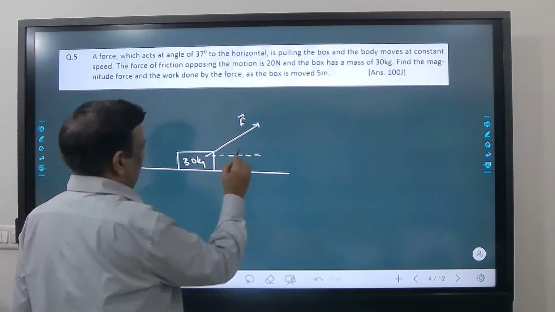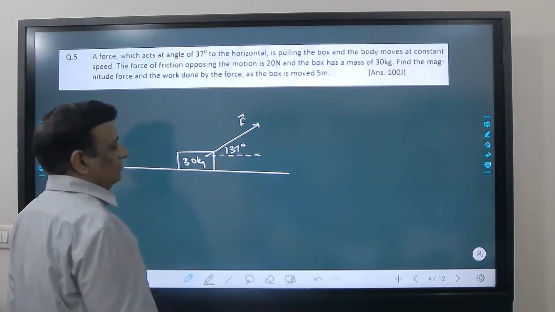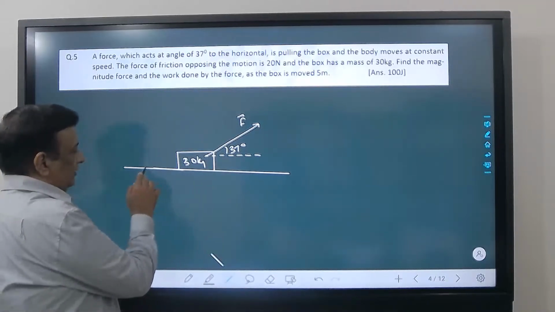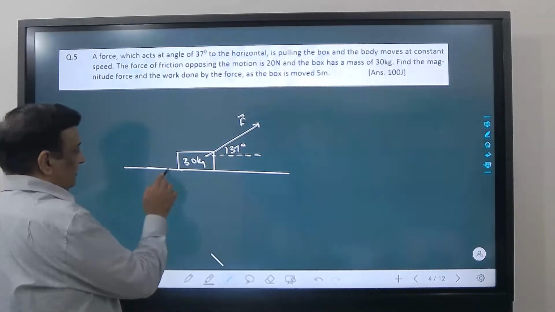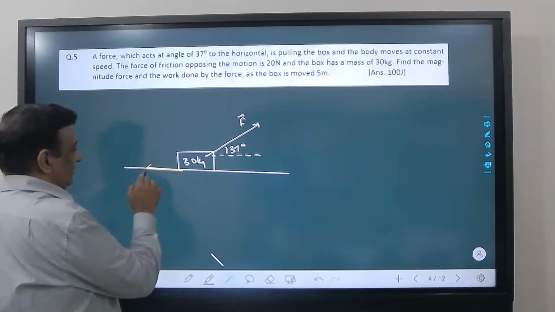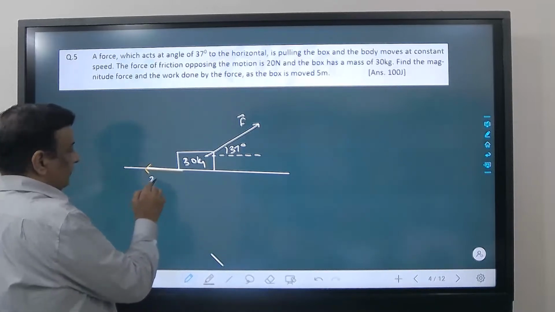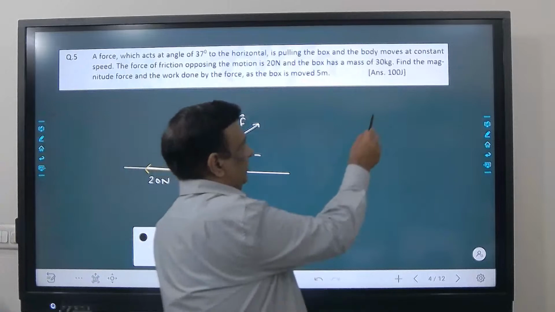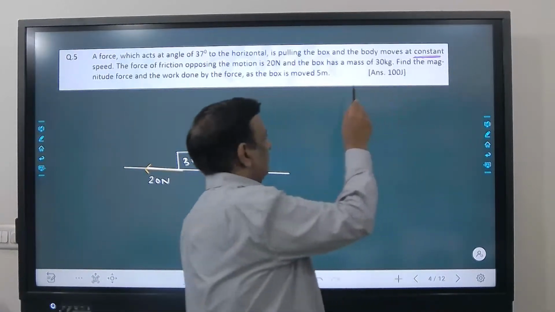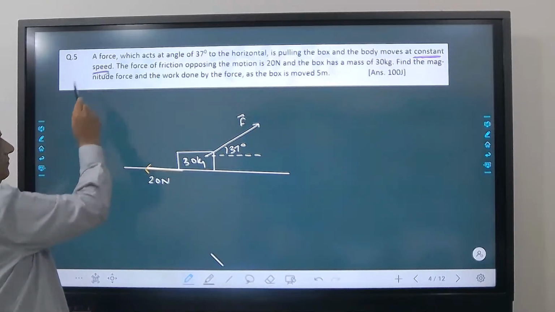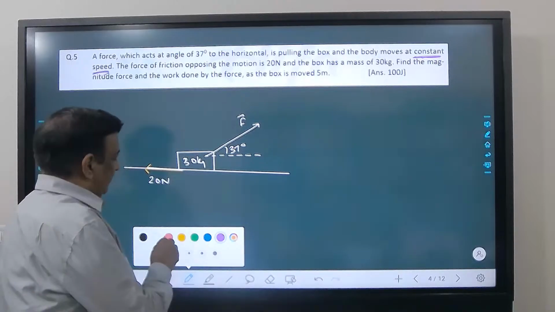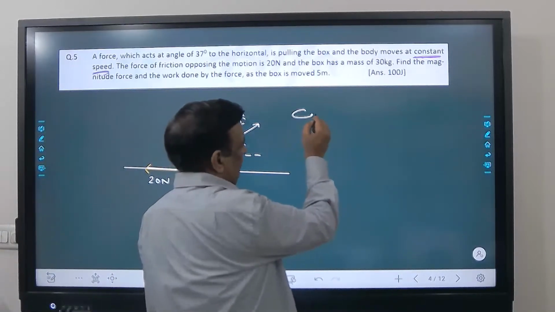It's pulled by a force which is acting at an angle of 37 degrees. We are given that the frictional force which acts on the body in backward direction is 20 Newton. And we are given that it is moving with constant speed. So when the block is moving with constant speed, it basically implies that the net force on the body is zero.